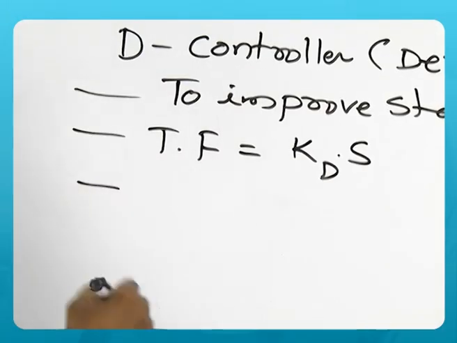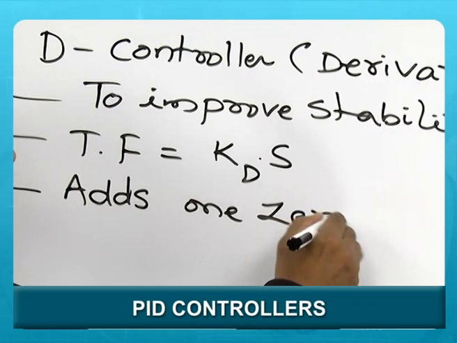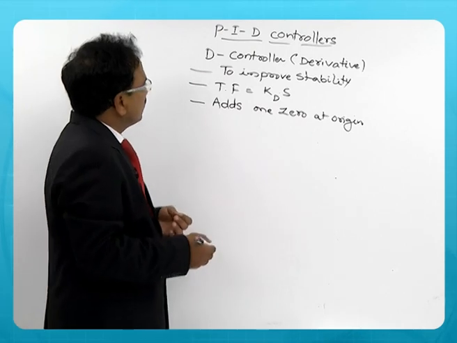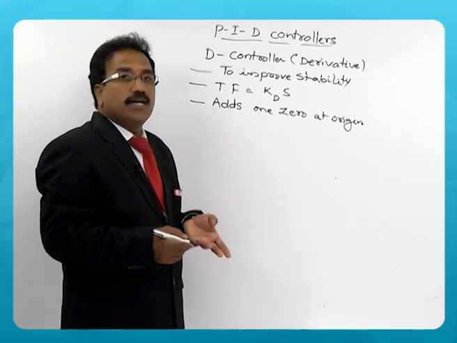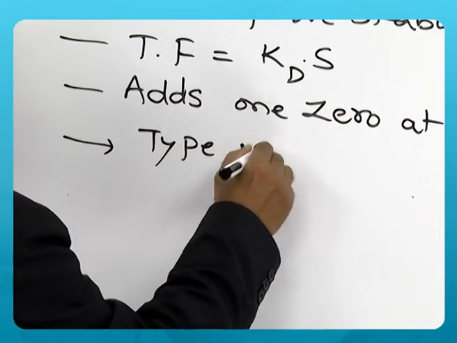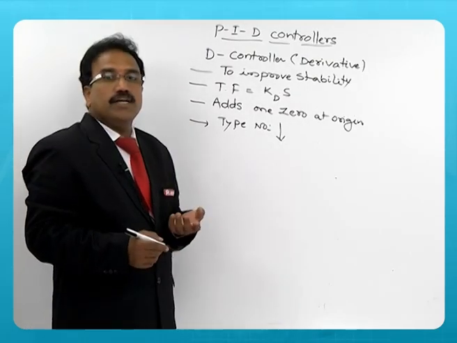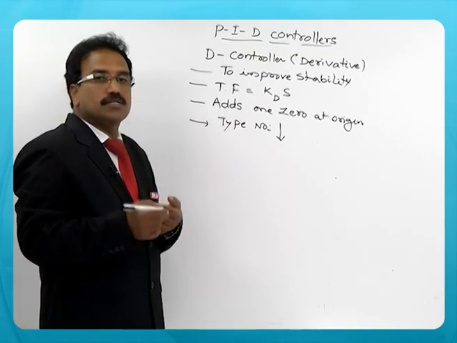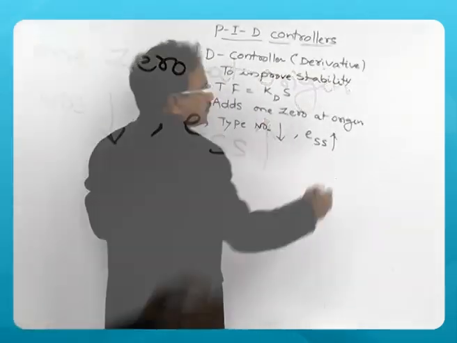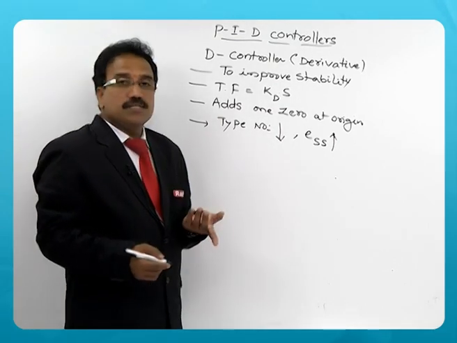This derivative controller adds one zero at origin. So when the zero is added, what happens to the type number of the system? The type number is decreased because it is in the numerator. So the type number is decreased because of the derivative controller. With this, the steady state error may shoot up, but the stability aspect is improved.